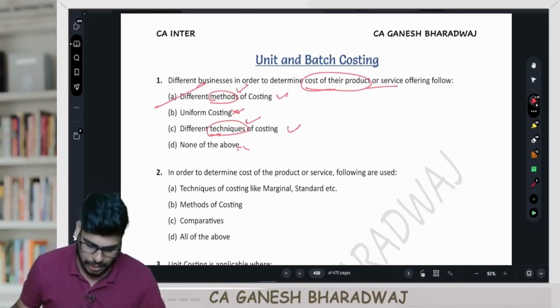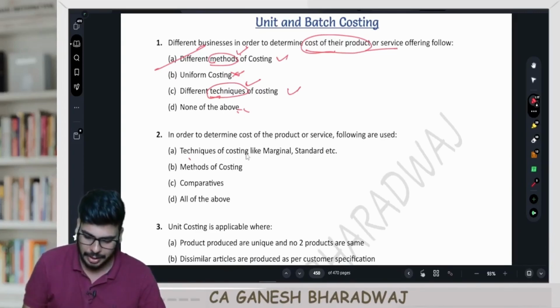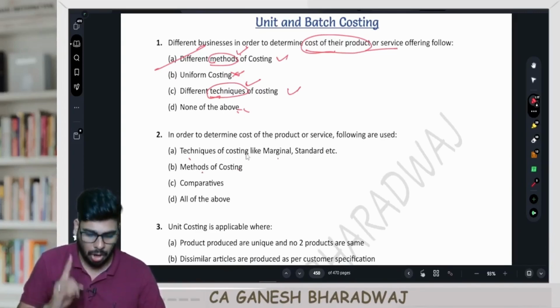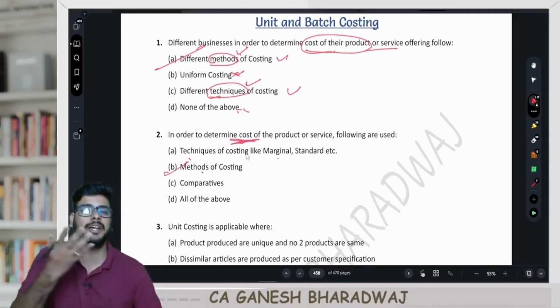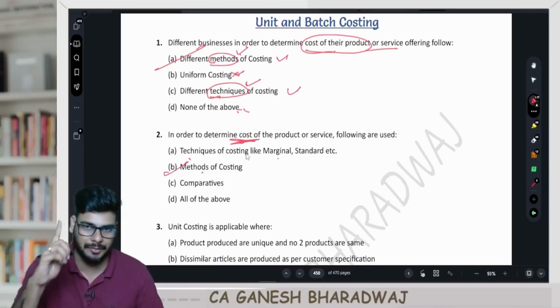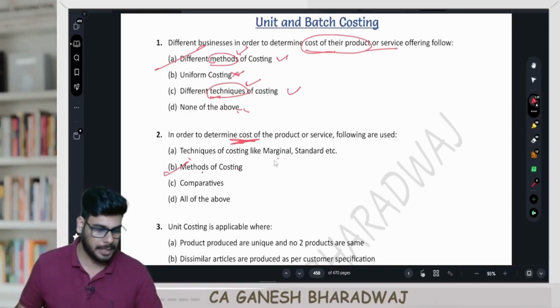The next one. In order to determine the cost of a product or service, the following are used. The same question that they have asked again. Techniques of costing like marginal, standard, methods of costing, comparatives, all of the above. Only methods to determine the cost. It's only methods of costing, the manner of cost collecting exercise. Guys, clear with this? Do not forget. Next.